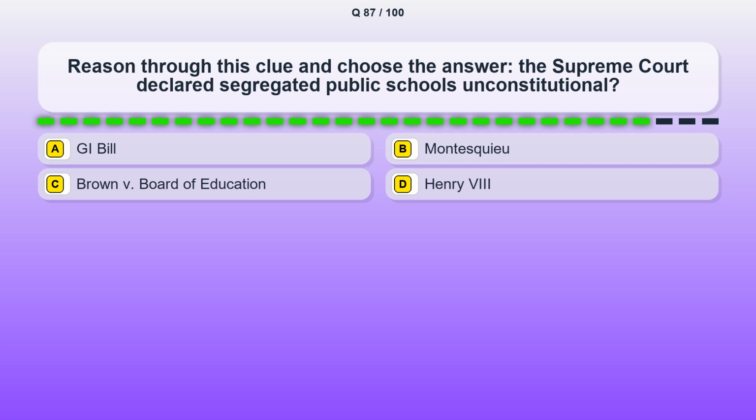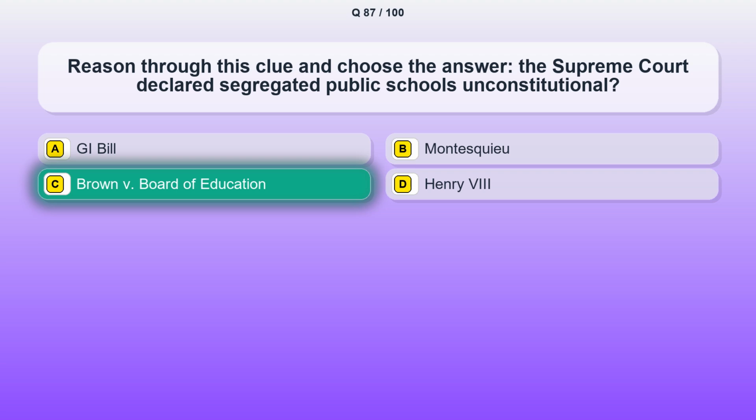Question 87. Reason through this clue and choose the answer. The Supreme Court declared segregated public schools unconstitutional. Option A, GI Bill. Option B, Montesquieu. Option C, Brown v. Board of Education. Option D, Henry VIII.